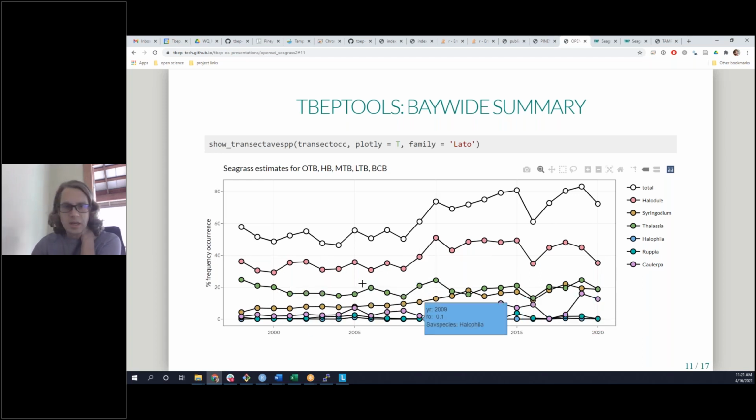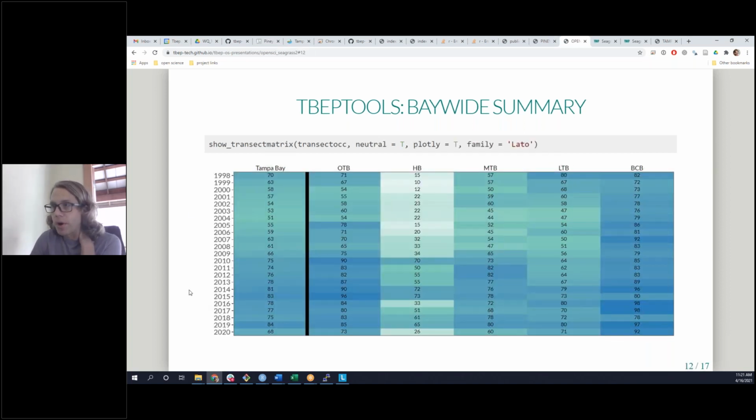And so this, of course, mirrors the long-term improvements in seagrass that we know has happened in Tampa Bay, and then this more recent decline that is being reflected in the coverage maps as well. So that's a time series there. We also have a report card.